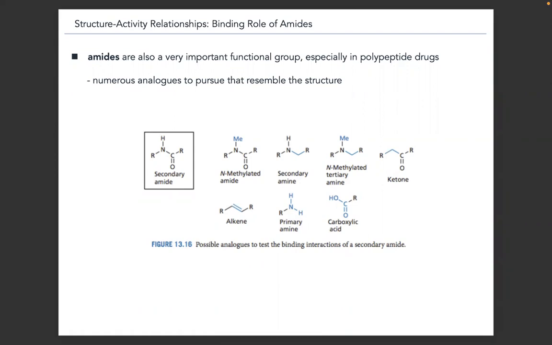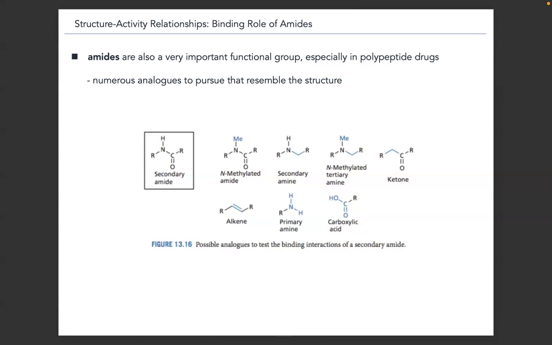So what you usually do is start to diversify a library of derivatives of that, where we'll ask, how important are the interactions that the secondary amide provides? For example, you would anticipate the secondary amide in the top left is able to be both a hydrogen bond donor and an acceptor. So what you start doing is say, okay, let's take away a donor. So you replace that H with a methyl.